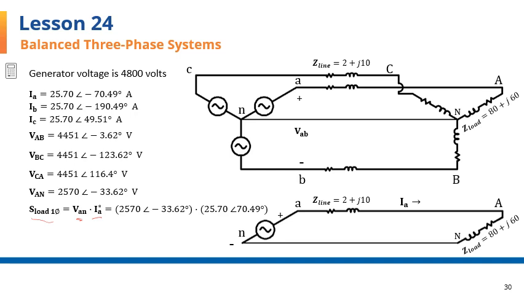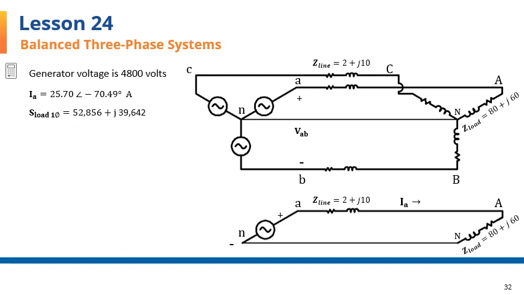Well, IA was found to be this value. Its conjugate has the same magnitude, but the phase angle will have a sign that's the reverse of its sign, so it will go from negative to positive, as you can see here. The product written in Cartesian or rectangular format is this number, 52,856 plus j39,642.